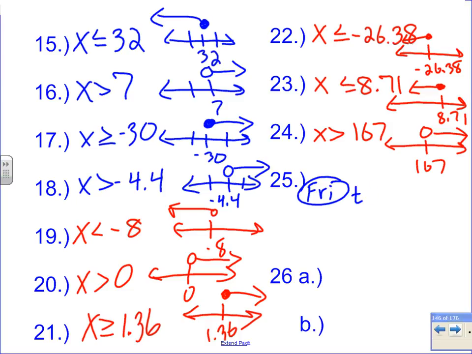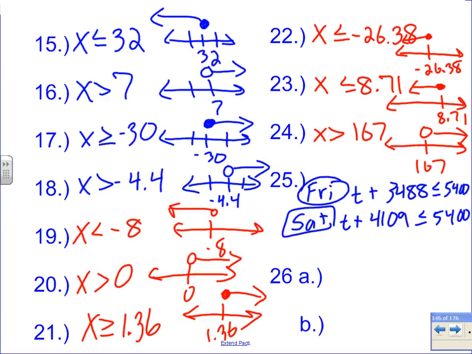okay. A lot of you guys also had T plus 3488 less than or equal to 5400. So you could also have that. Your equation's right, but you could also have it set up this way. Sean, what did you have for Saturday's inequality? Good. I will read the answers in a minute. Okay, and then Sunday, Briar, what did you have for your inequality? Okay, less than or equal to.